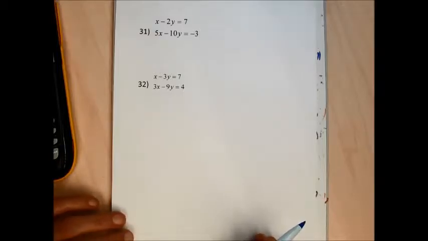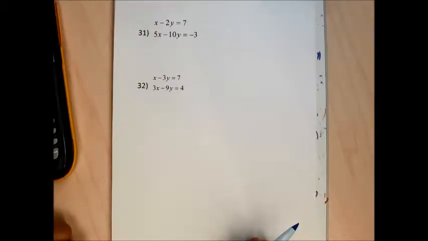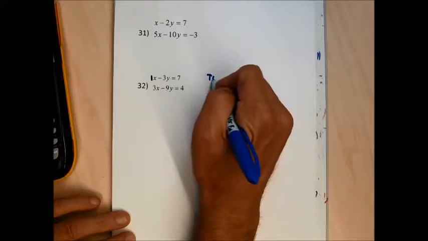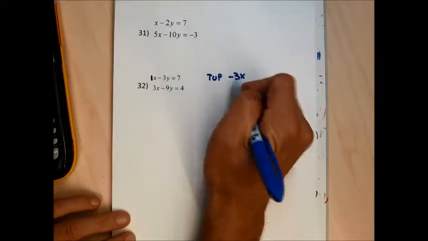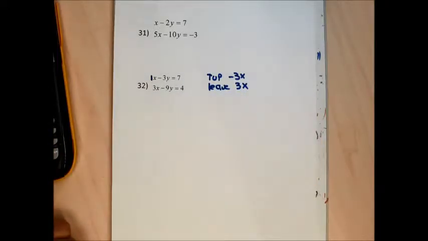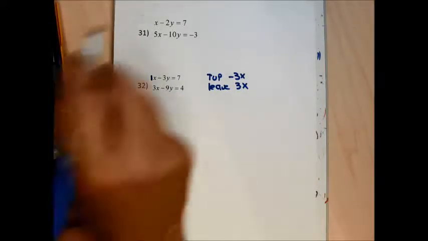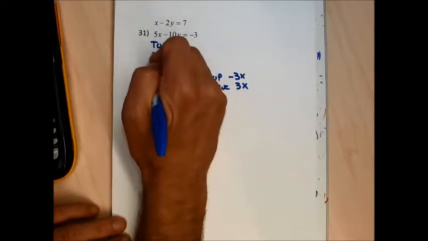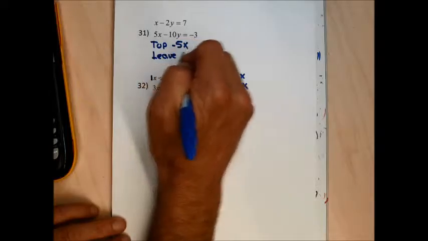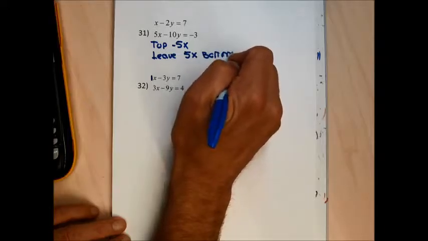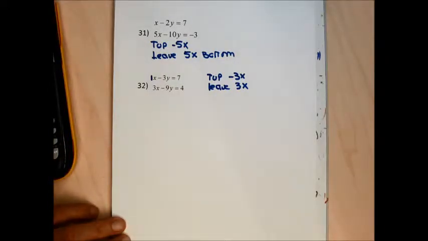And your problem 31, you can drop out the x's or you can drop out the y's. It turns out they're both going to drop out. I'm going to drop out the x's. I'm going to make the top have a negative 3x, and I'm going to leave the positive 3x in the bottom. For you, I'd probably do the same thing. If I was doing 31, I'd make the top have a negative 5x and leave the bottom with a positive 5x. It's the smallest multiplication I think you can do.